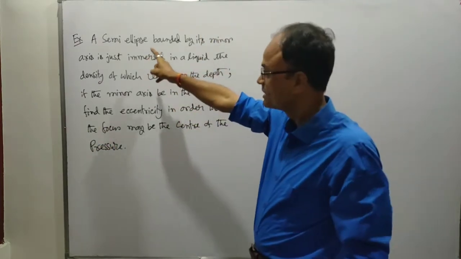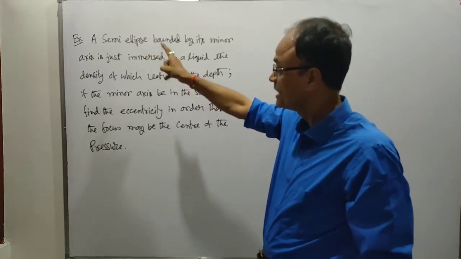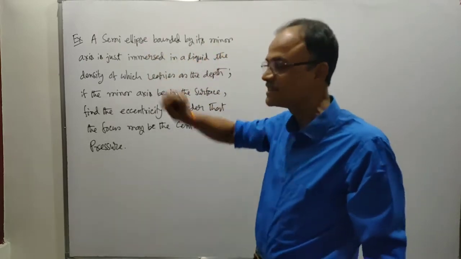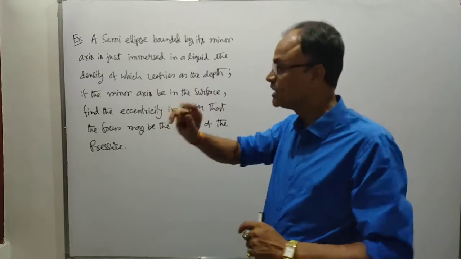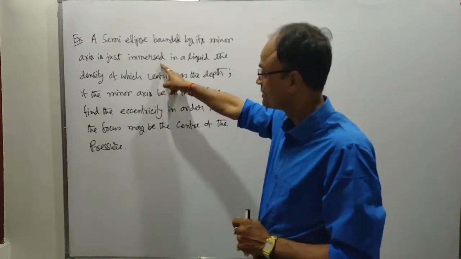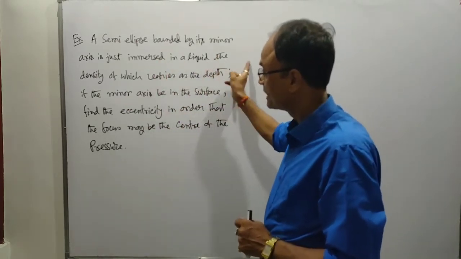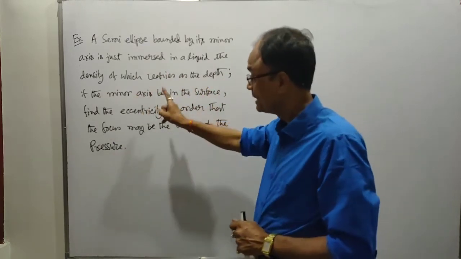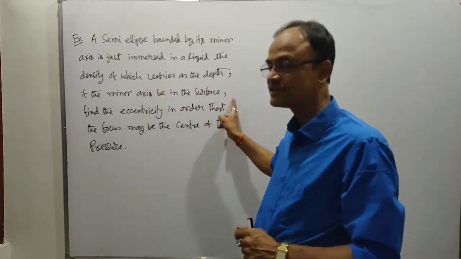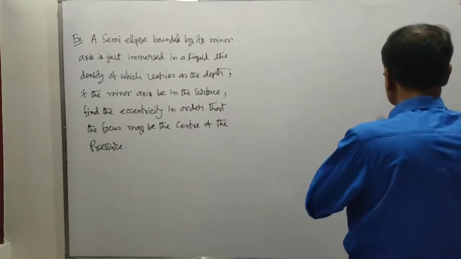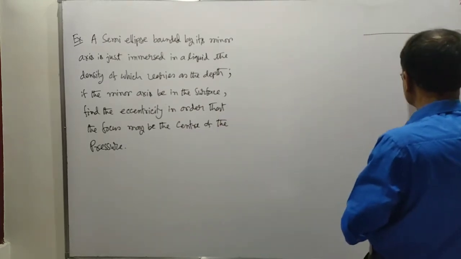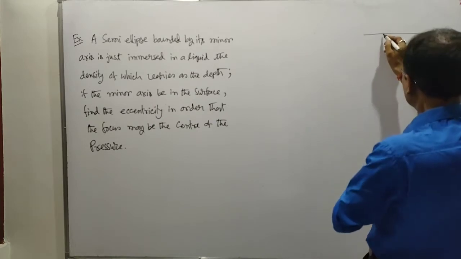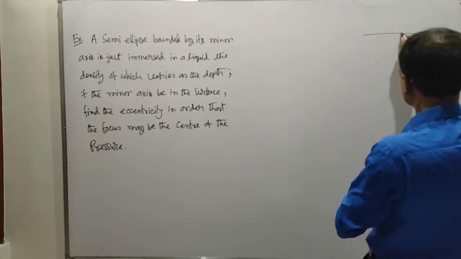First, let us try to solve this problem. A semi-ellipse bounded by its major axis is just immersed in a liquid, the density of which varies as the depth. If the minor axis be in the surface, this is the effective surface, this is the surface. Minor axis is in the surface.